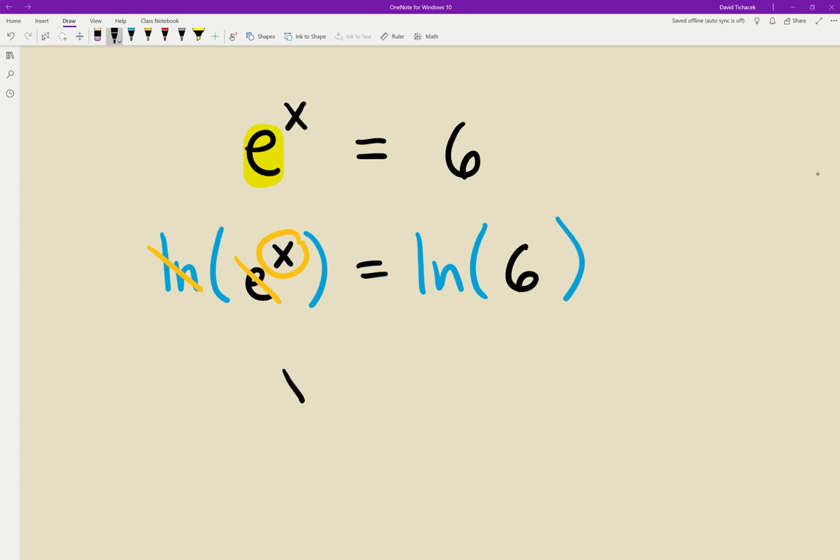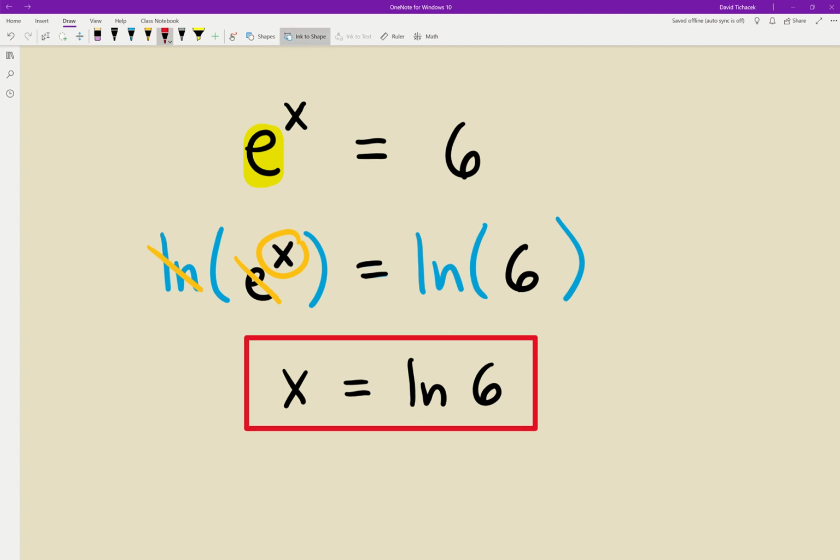And here that is just going to be the variable x. And we see here that that's just going to equal the natural log of 6. Okay, now if we were interested in just writing our answer in its exact form, then we would go ahead and box this as our result. x is the number, the natural log of 6.